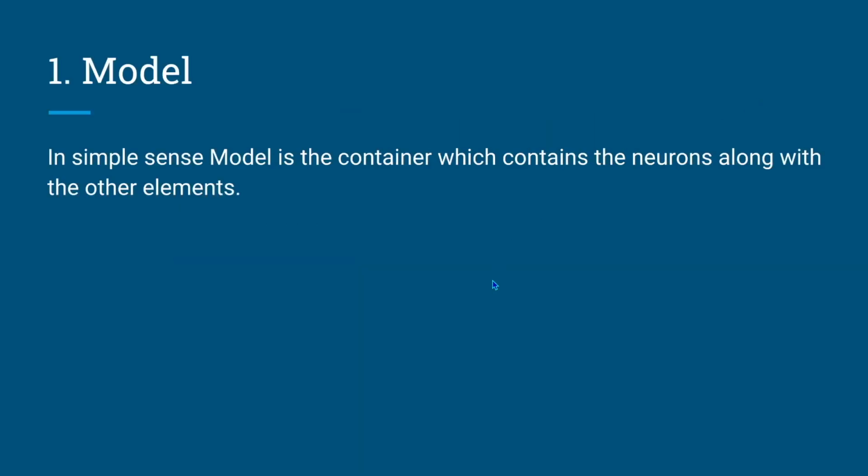Model, in the simple sense, is the container which contains the neurons along with the other elements. Model is the container for the neurons.